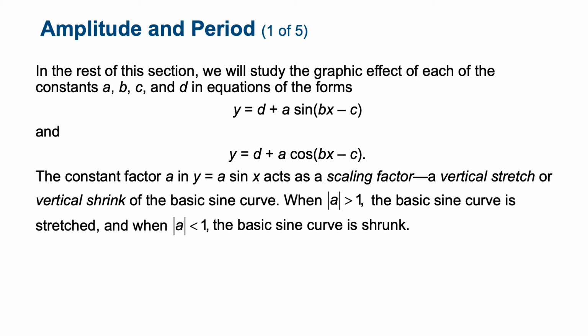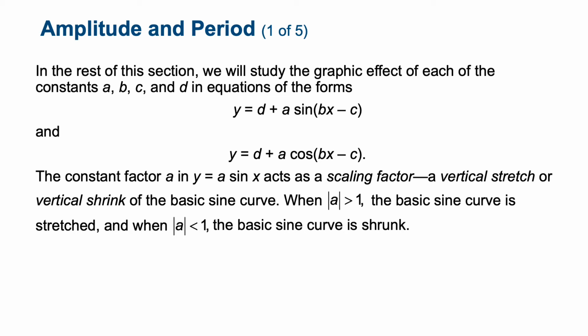So here we have amplitude and period. Okay, so for the rest of this part, we're going to talk about the general form of the graph y is equal to d plus a sine of bx minus c, and y is equal to d plus a cosine of bx minus c. So these are the two forms that we can talk about different translations here.